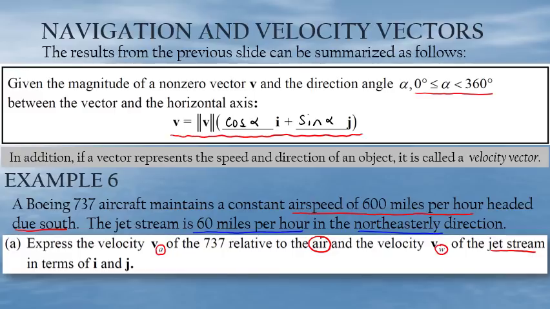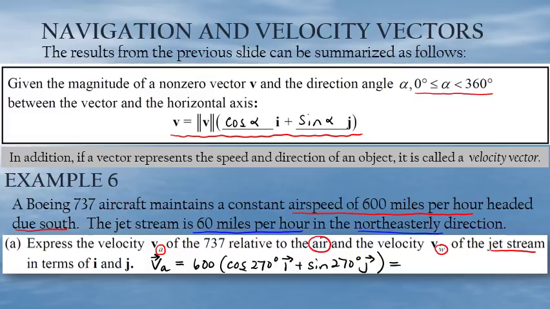So I'm going to start out with v sub a, and I'm going to say that v sub a is equal to the magnitude of that vector, which is 600, that's my speed, times the cosine. Now what's the angle? I'm headed due south, so from the positive x-axis, due south would be a 270-degree angle. And then I throw the i in there, that's how many unit vectors, and then plus also the sine of 270 degrees, j. And if I simplify that, I've got my answer.